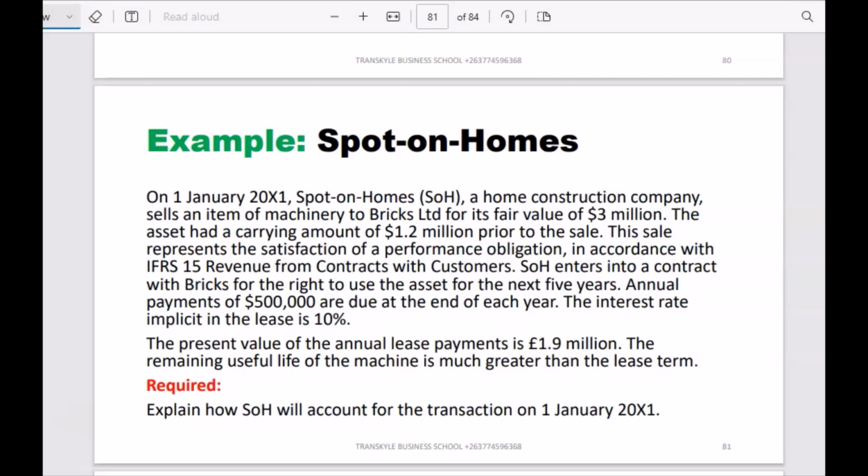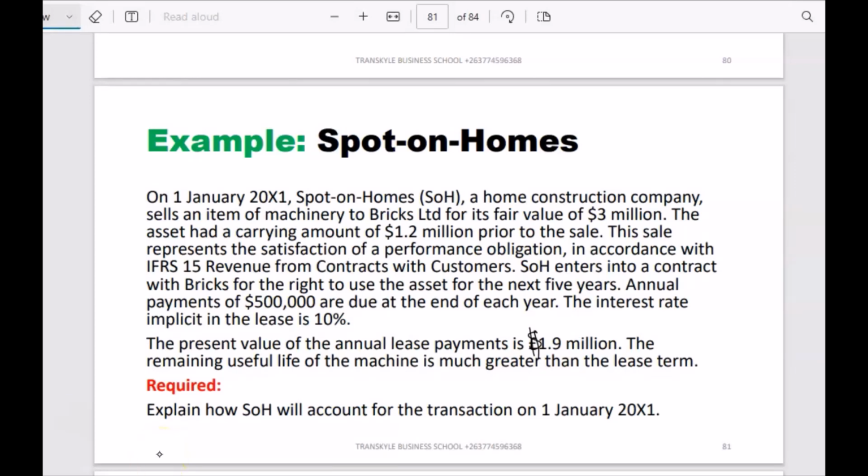So we are being hinted that the remaining useful life of this particular asset is much greater than the lease term. Obviously, if we are calculating any depreciation, we have to be guided accordingly. Explain how SOH will account for the transaction on 1 January 20X1. So let's determine how we need to, let's do the computation.